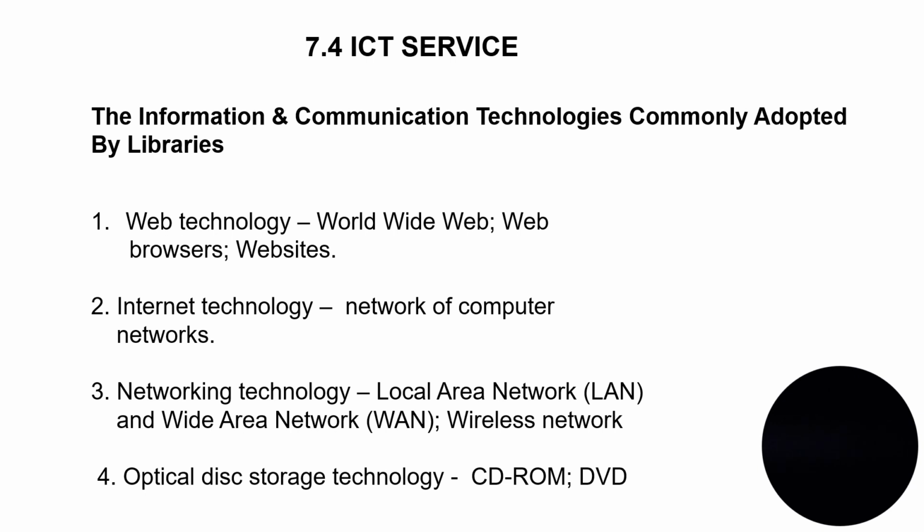Okay, this is the ICT that is commonly adopted by the libraries. First, we use web technology: World Wide Web, web browsers, websites. As you can see nowadays, most of the libraries have their own website, their own web portal. So that's why we see that libraries are adopting this web technology. And then internet technology, a network of computer networks, networking technology including LAN, WAN, wireless network, and then optical disk storage technology, CD-ROM, DVD.